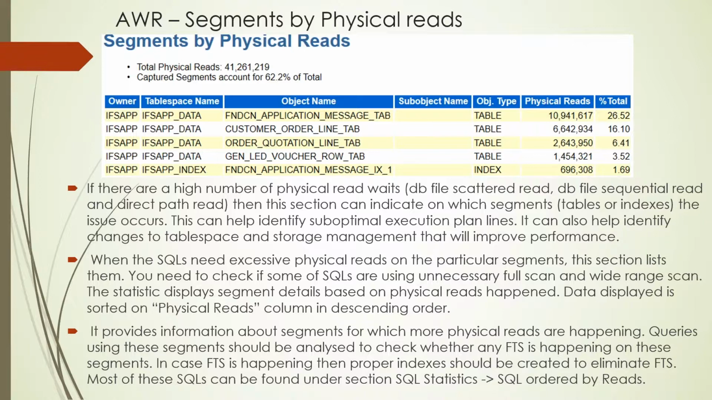All the data displayed in this table is sorted on the physical reads column, so the higher the physical reads, the earlier you will get the particular segment. For segments where more physical reads are happening, queries using those segments should be analyzed to check whether any full table scan is happening on them. If a full table scan is happening, proper indexes should be created to eliminate it. So under SQL statistics, SQL ordered by reads, we get the particular segments and we need to analyze them.